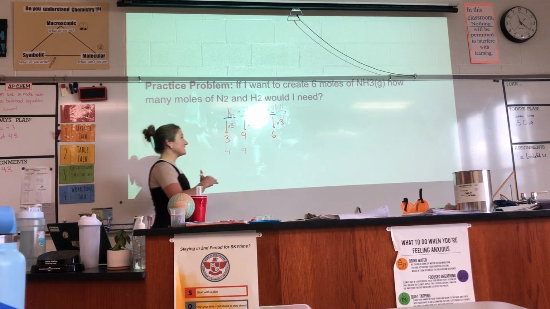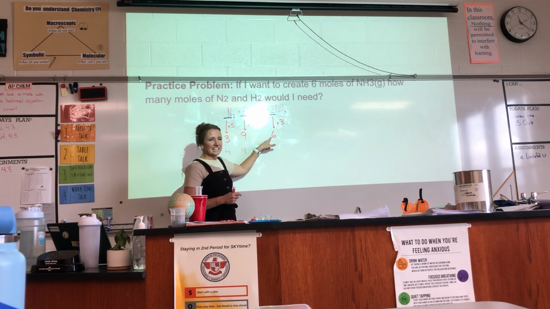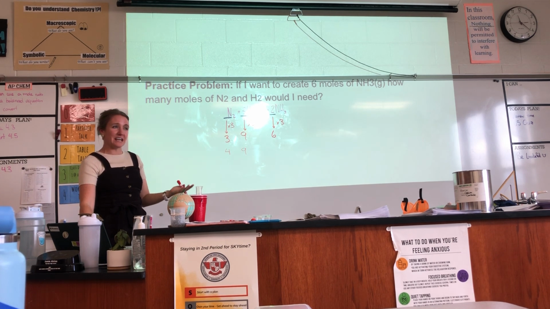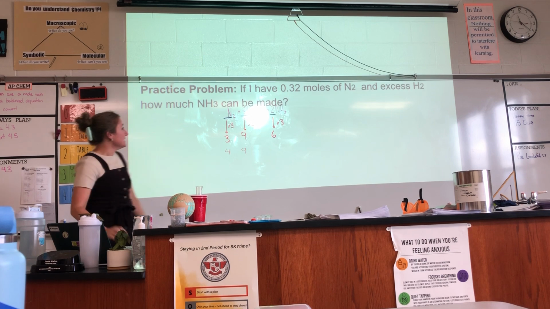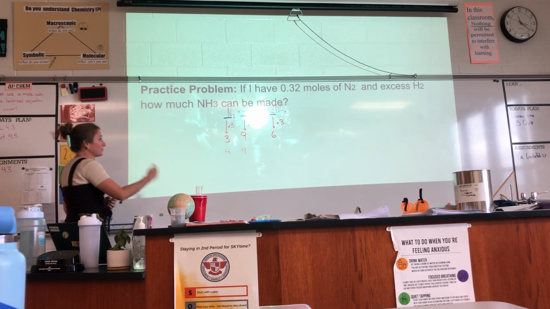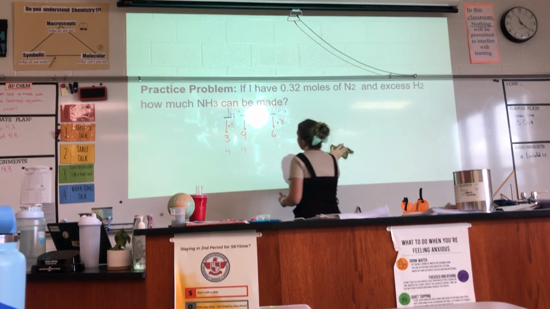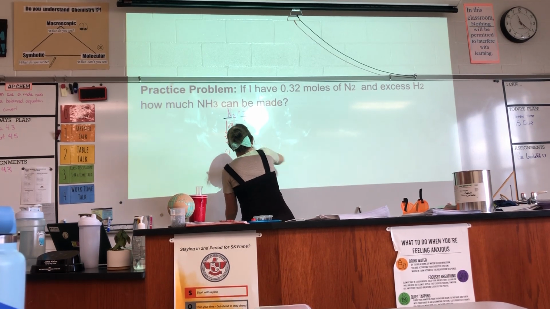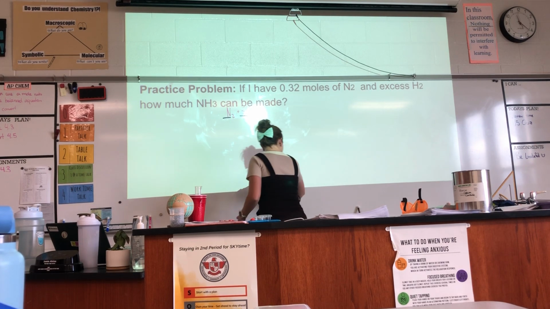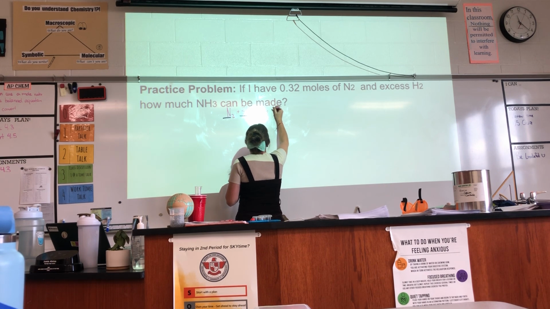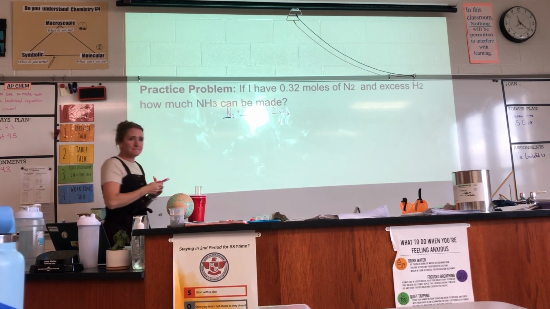Now, this one's easier to see mathematically because 2 to 6, right, it's easy to see that transition. Let's look at a problem where it's not as clean of a number and we start dealing with decimals. So this one says if I have 0.32 moles of nitrogen and excess hydrogen, how much NH3 can be made? So same idea, but it's not quite as clean in terms of the change. So I erased our equation here. Okay?